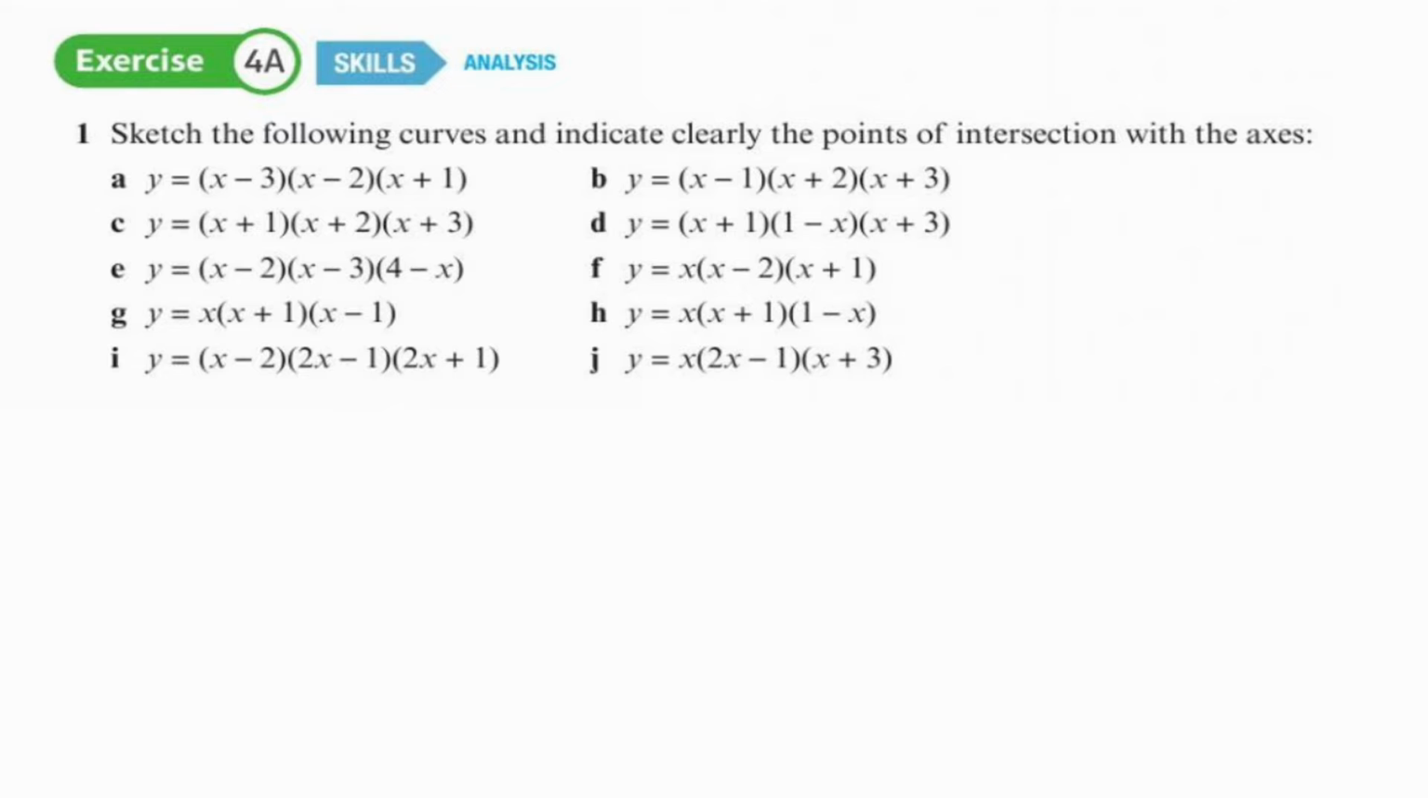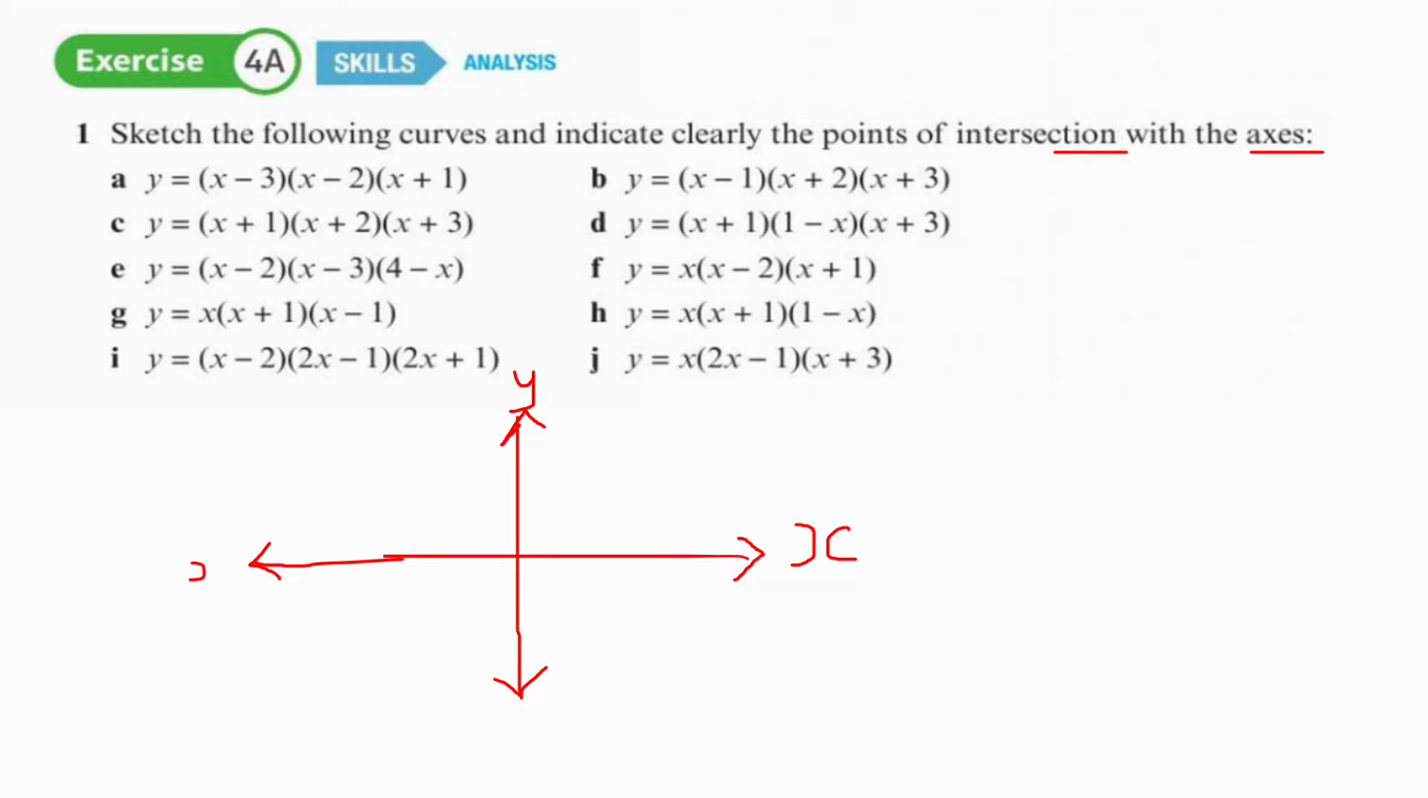Sketch the following curves and indicate clearly the points of intersection with the axes. So number 1A: I've got the factorized cubic, (x minus 3)(x minus 2)(x plus 1). Now, if I set y equal to 0, that's where it crosses the x-axis, so it's setting that factorized cubic equal to 0 and finding the three solutions. When y is equal to 0, that's the x-axis, the line y equals 0, and the y-axis is when x is equal to 0.